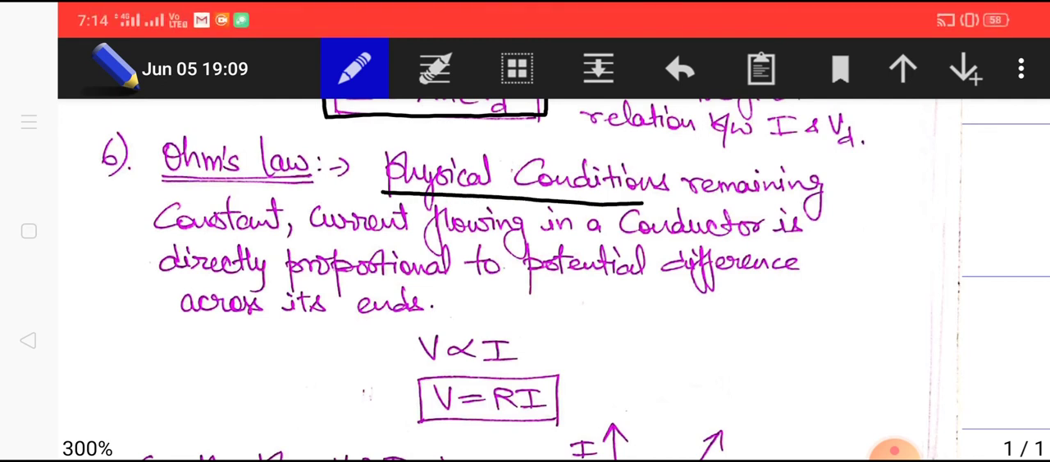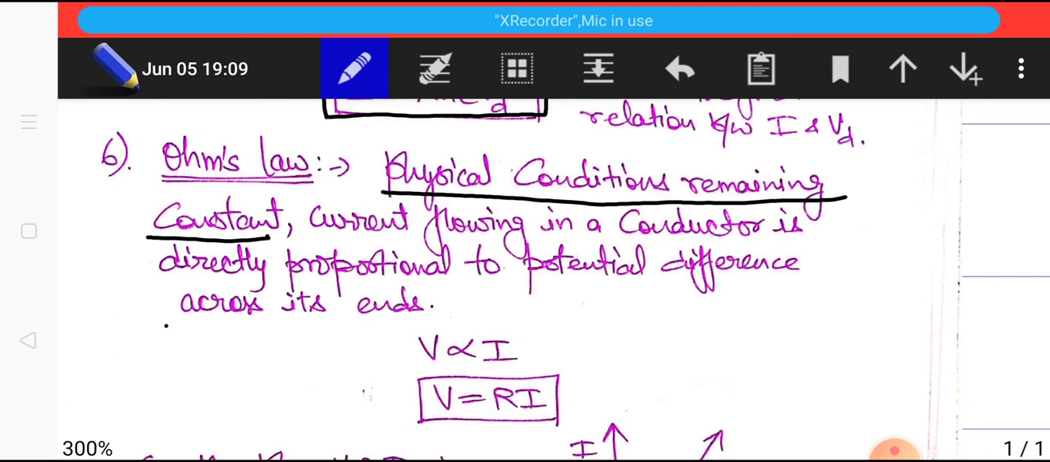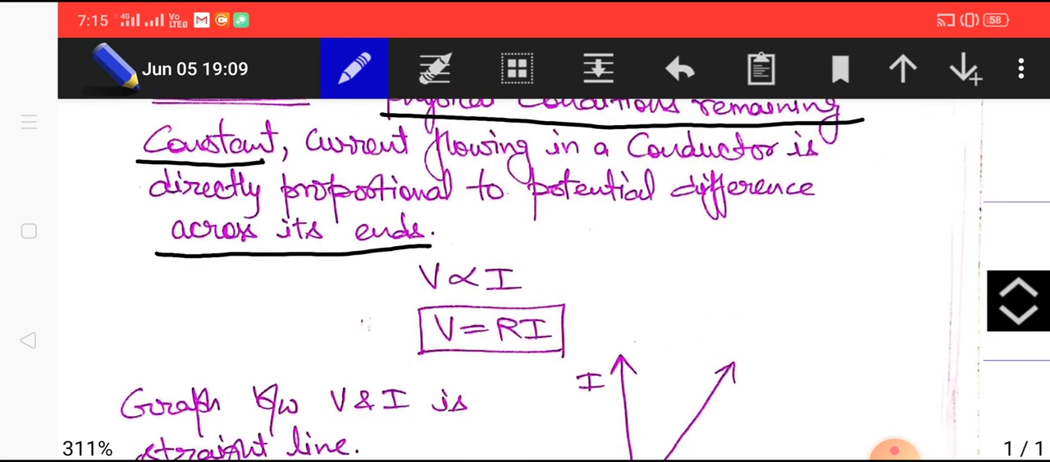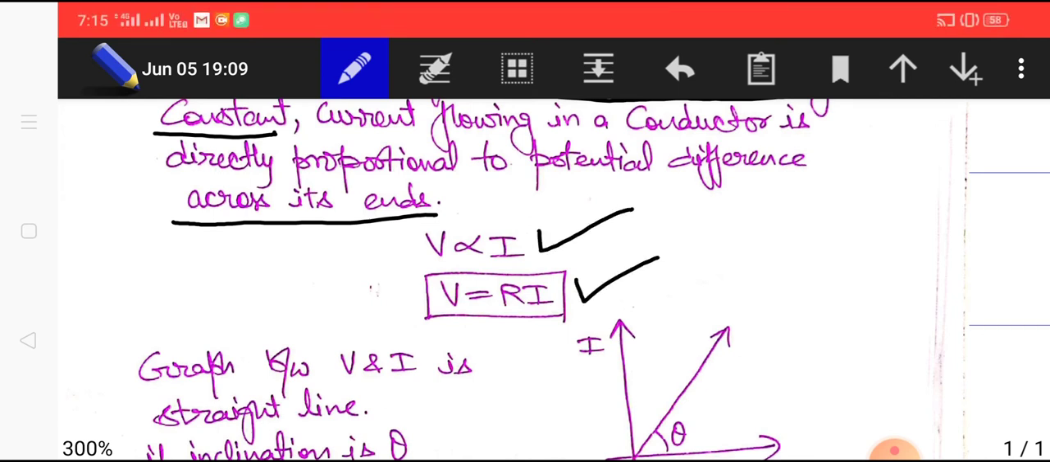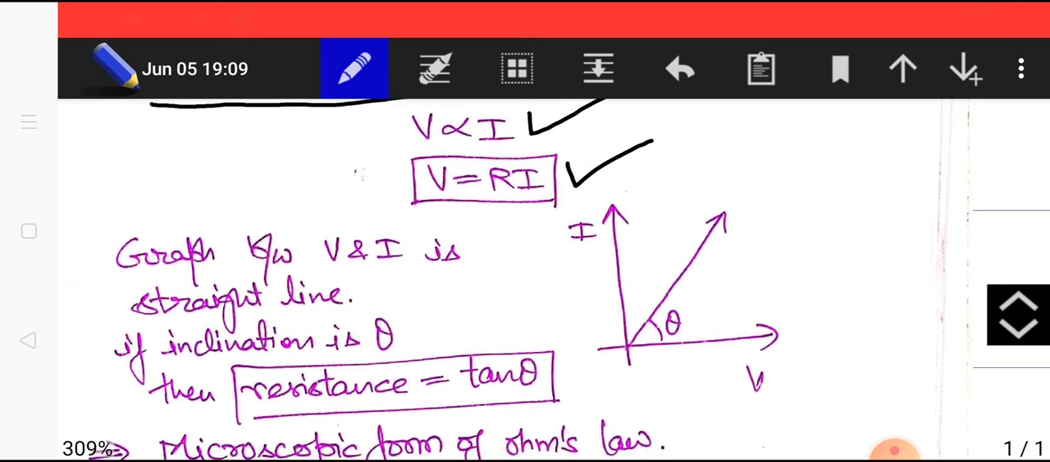Physical conditions remaining constant, current flowing in a conductor is directly proportional to the potential difference across its ends. Physical conditions here represents temperature. If temperature variation is not there, resistance of a conductor remains constant. Mathematically, we can write voltage is directly proportional to current and V is equal to Ri. This is your equation of Ohm's law.